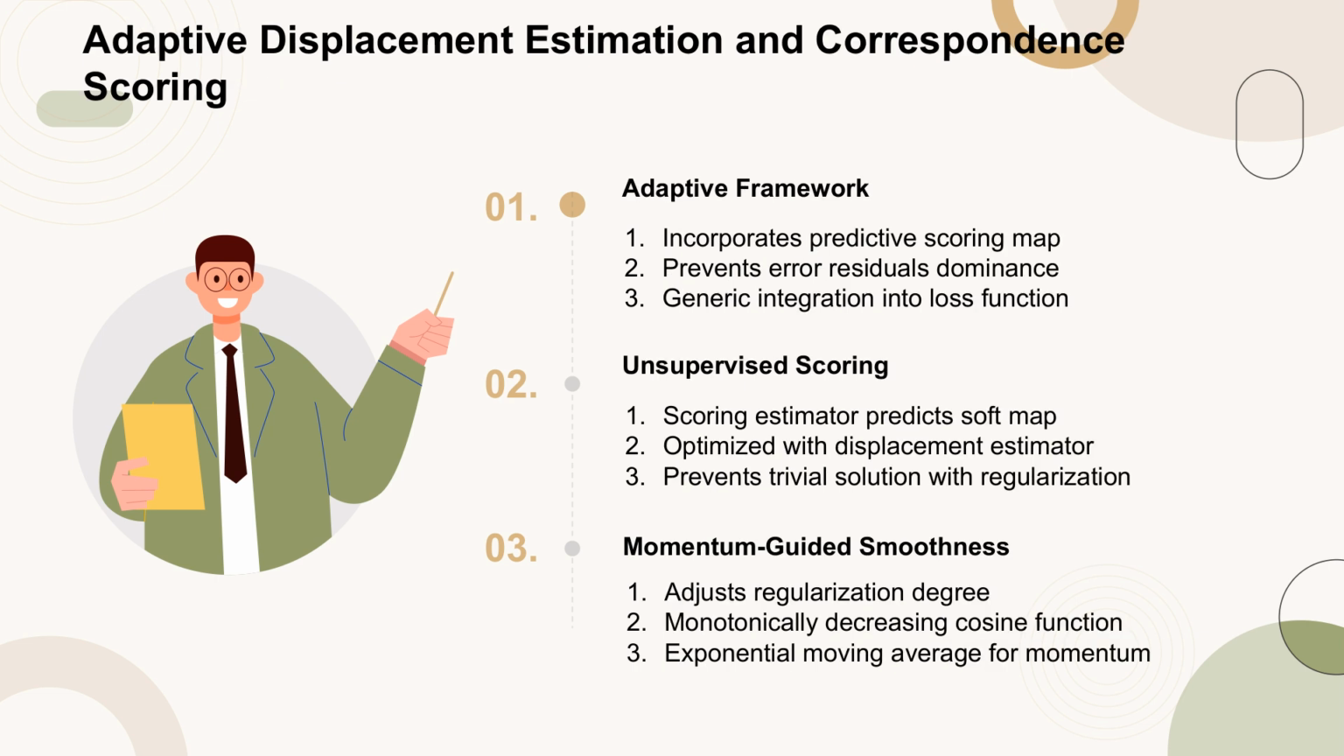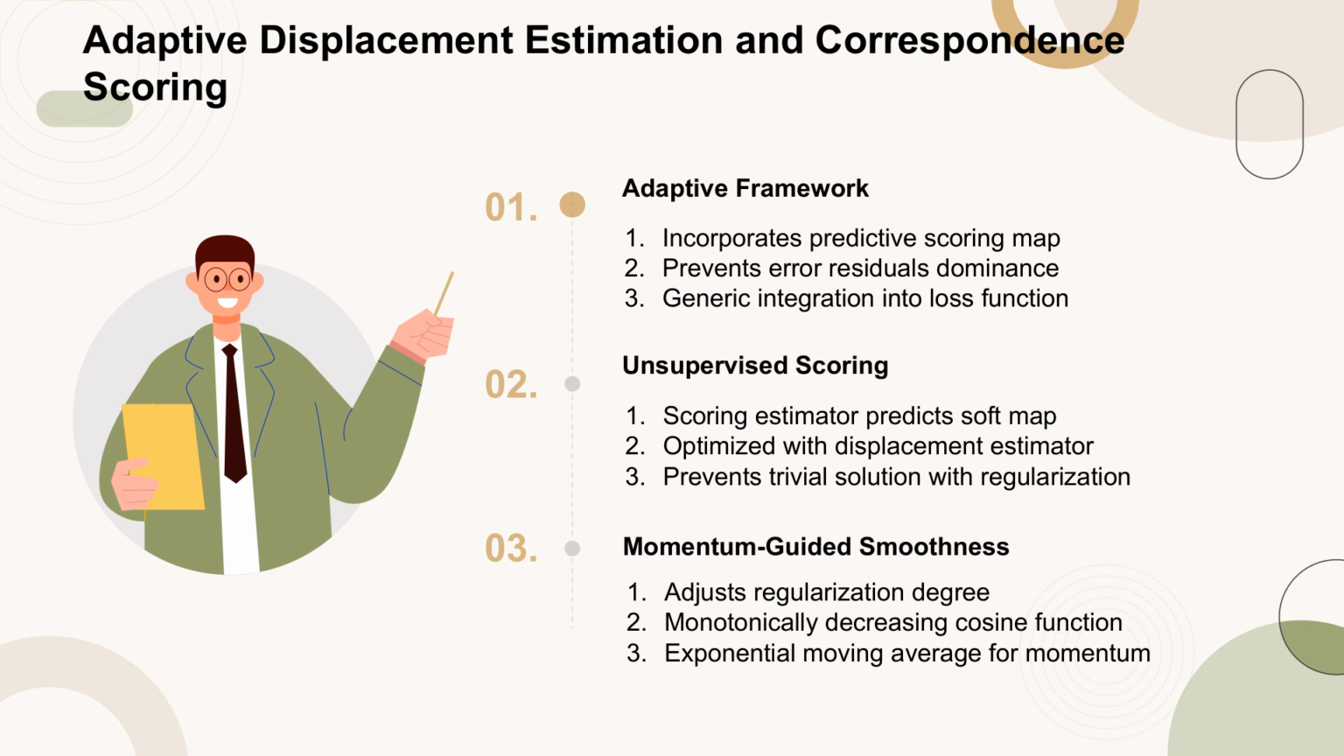The adaptive framework proposed by the authors incorporates a predictive correspondence scoring map to prevent displacement estimation from being dominated by error residuals due to nuisance variability. This is achieved by an adaptive weighting term that can be integrated into the conventional loss function for unsupervised training. The unsupervised correspondence scoring method predicts a soft map to show the degree of correspondence existence from the target image, which is optimized alternately with the displacement estimator to prevent a trivial solution where all scores are 0.